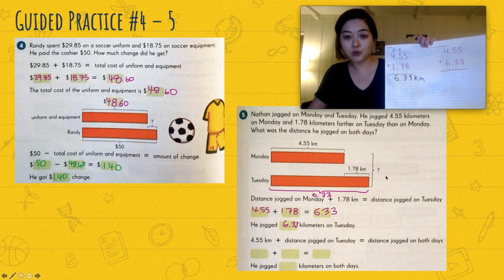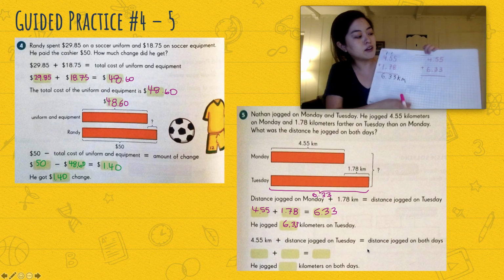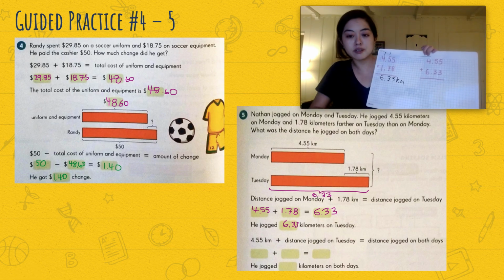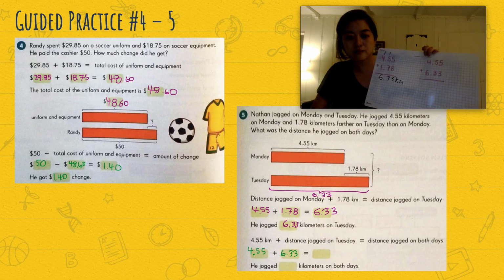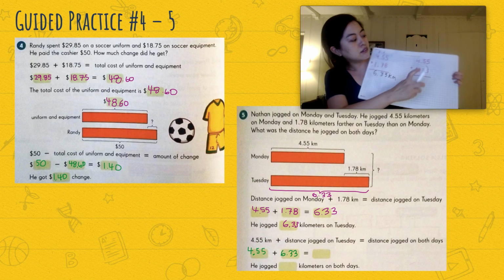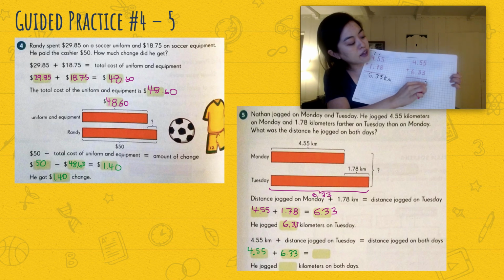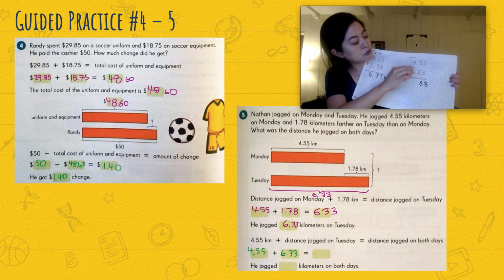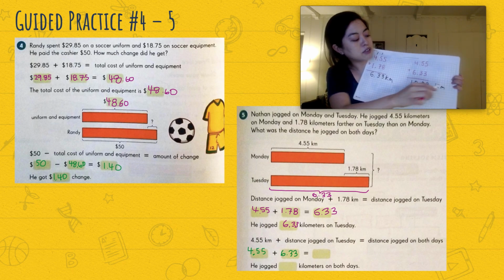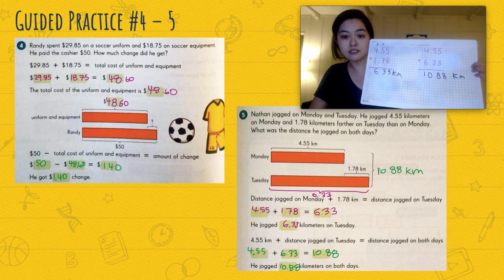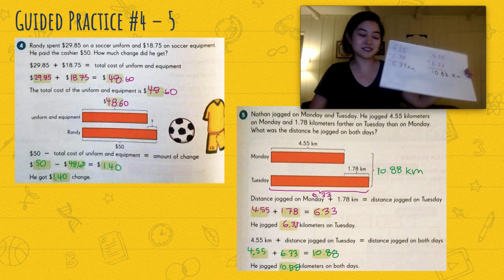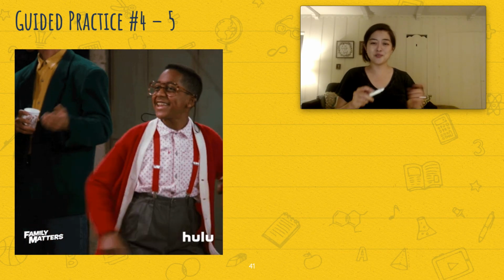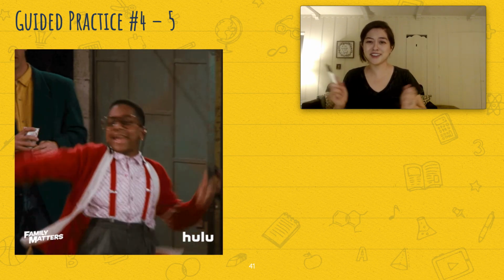We want to know the total amount he jogged on both days. Okay, so we're going to add Monday's amount to Tuesday's amount over here. Okay, and so let's do 5 and 3 make 8. 5 and 3 make 8. Drop the decimal point. 4 and 6 make 10. Okay. So on Monday and Tuesday altogether, he jogged 10.88 kilometers. Ooh, all right.